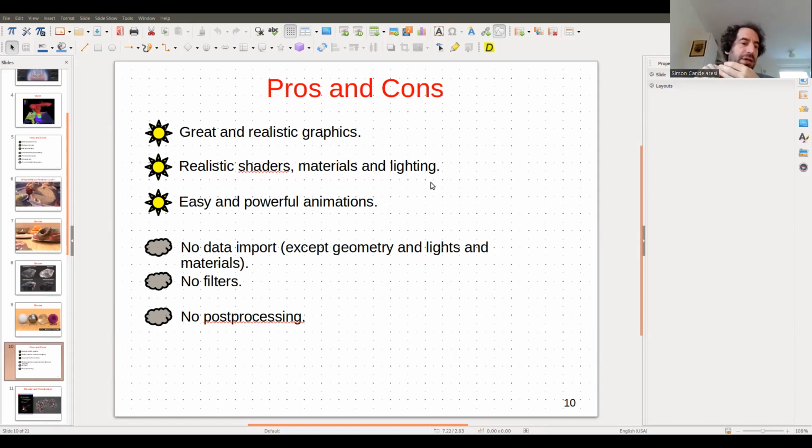But of course, those are not made for looking at data. Those are made for animations, movies, videos. So there's no data import, there are no filters on data, and there's no post-processing, obviously, because you're not supposed to use them on data.